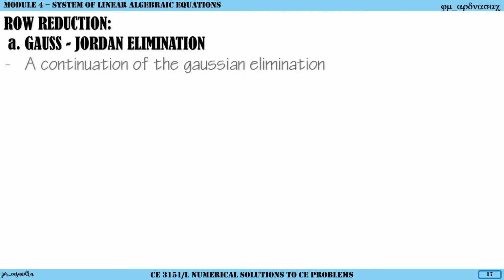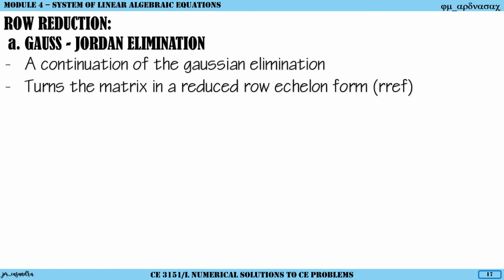So the second method under row reduction is what we call the Gauss-Jordan elimination. Whenever a system cannot be solved simply by the Gaussian elimination, we may now apply the Gauss-Jordan elimination, as it is simply defined as a continuation of the Gaussian method. So in here, the row echelon form that we have achieved from the Gaussian elimination is turned into a reduced row echelon form, or better known as an RREF.